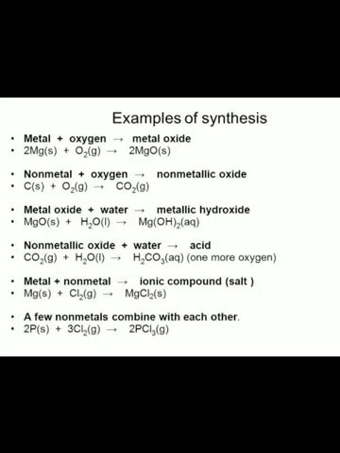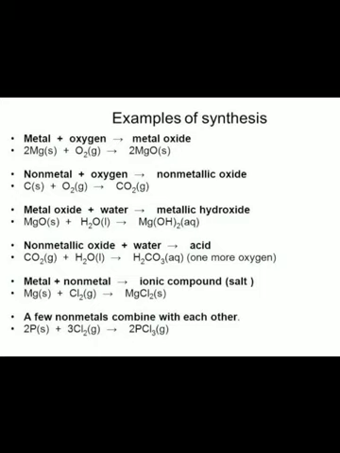Like this, when a non-metallic oxide reacts with water, it produces an acid. See, carbon dioxide, a non-metallic oxide, plus water forms carbonic acid, H2CO3. So when a non-metallic oxide reacts with water, it produces an acid, and the oxide is known as an acidic oxide. Carbon dioxide plus water gives carbonic acid.